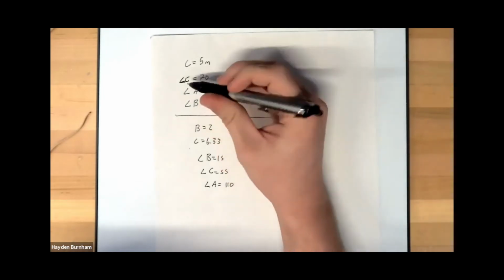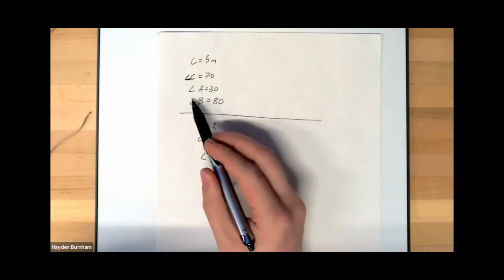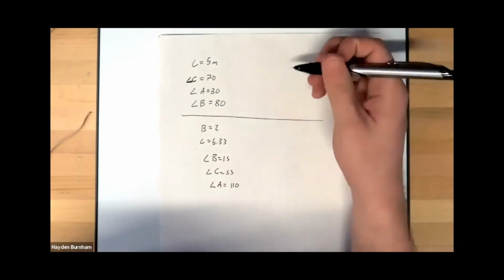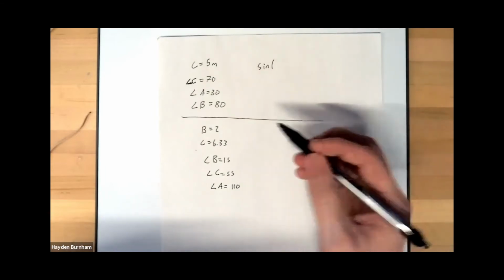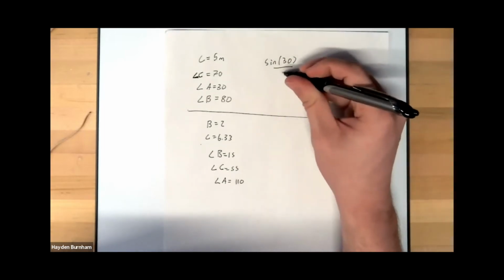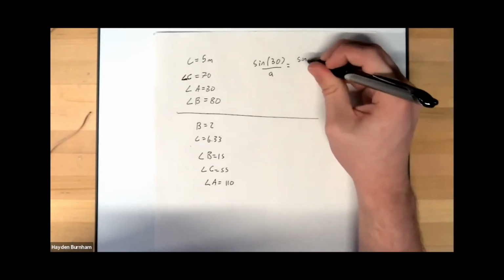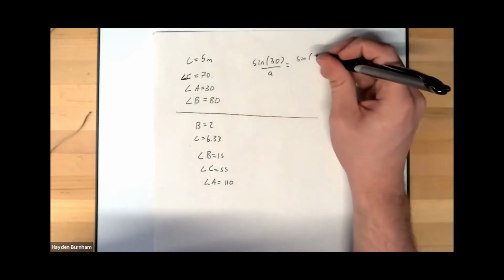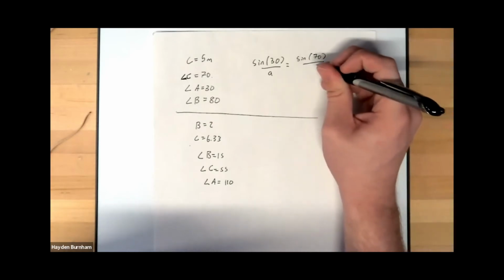So for the first one, I just wrote down the length of C equals 5, and the angle of C is 70 degrees. Angle of A is 30 degrees. Angle of B is 80 degrees. So we know that the law of sine is that the sine of the angle A, 30 degrees, over the length A is going to be equal to the sine of 70 degrees over 5, because we know both those values of C.